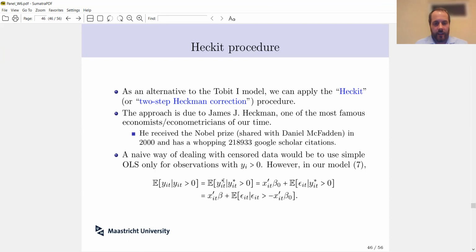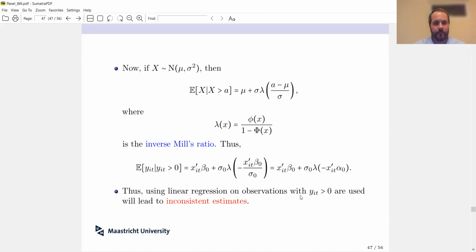Now, think about this. If this model was supposed to work, we would need this part here to vanish. We would need this to be 0. However, this is clearly non-zero. Recall that epsilon is a normally distributed variable, and definitely this part here will be non-zero. Now, we can actually say something about this.